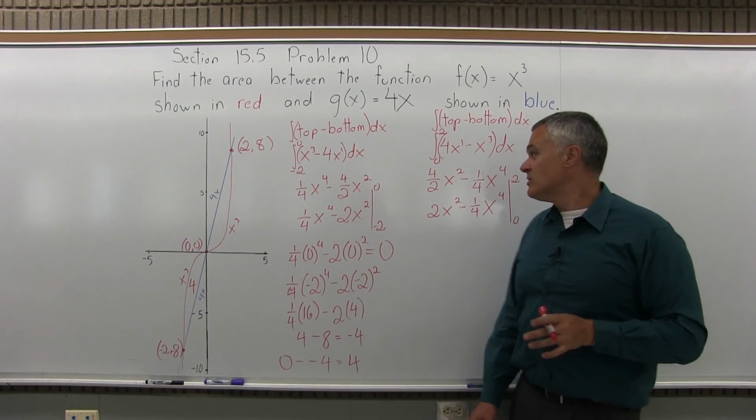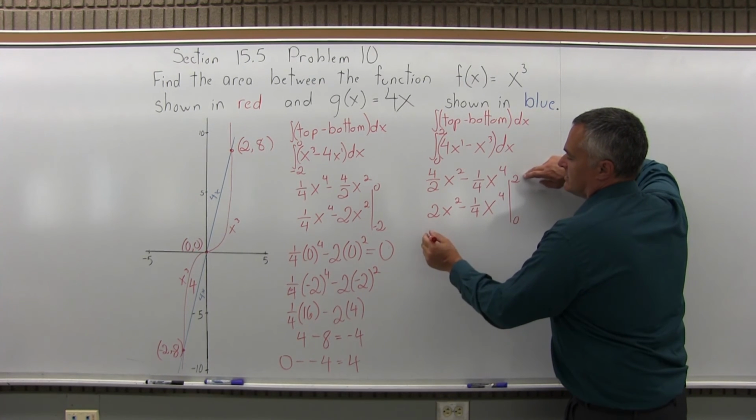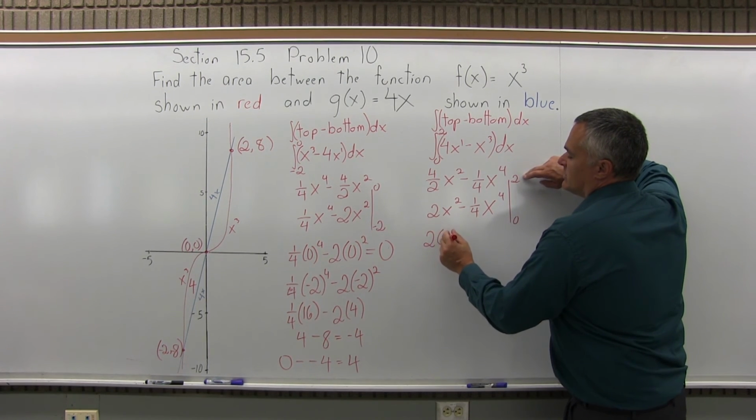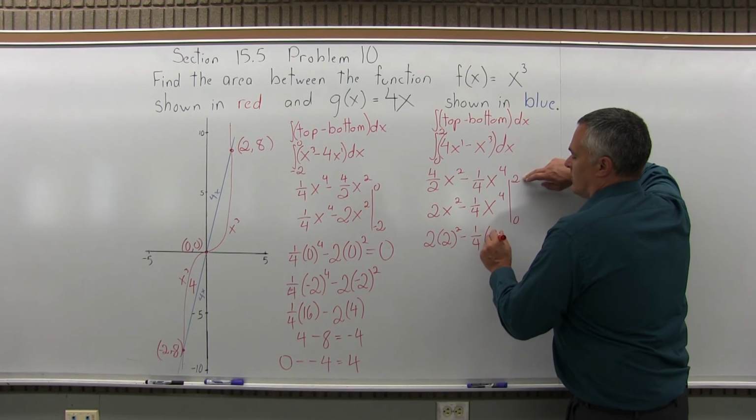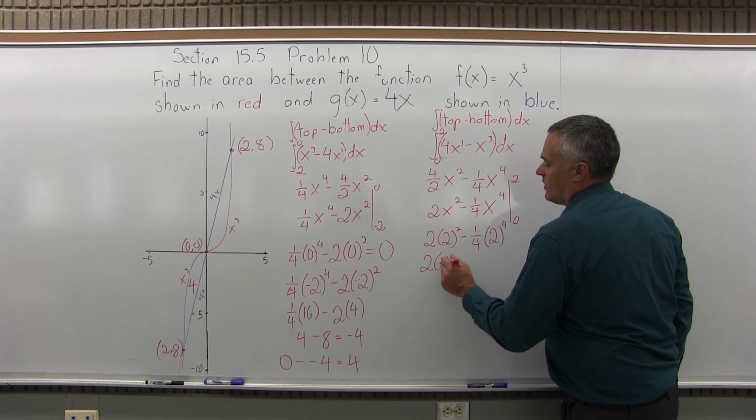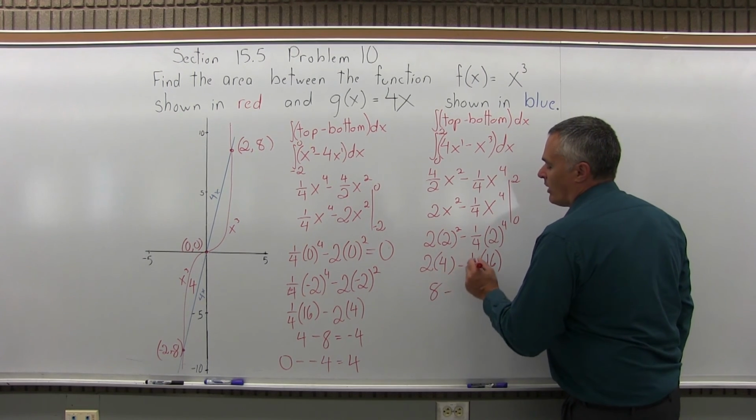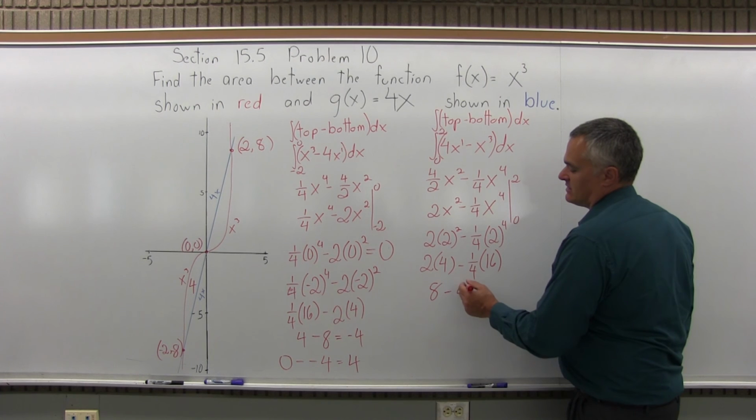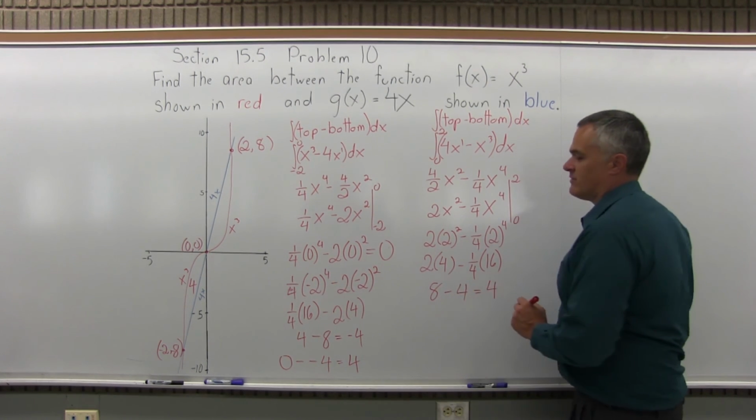So the next step, step 2, is plug in the upper limit of integration into my answer for the integral. The 2 goes in for x. So 2x squared becomes 2 times 2 squared, minus 1/4 x to the fourth becomes 1/4 2 to the fourth. So I'm going to have 2 times 2 to the second is 4, minus 1/4 2 to the fourth is 16. 2 times 4 is 8. 1/4 times 16, or a fourth of 16, is 4. So 8 minus 4 is positive 4.